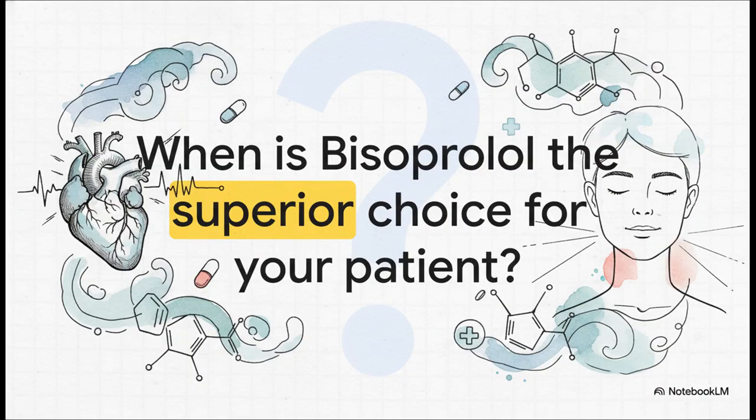So we've covered a lot, right? From that super careful titration in heart failure to the absolute red flags. So I'll leave you with a question to take back to your practice, thinking about its high beta-1 selectivity. When are those specific clinical scenarios where you would reach for bisoprolol over another beta blocker for one of your complex patients? It's something to think about.